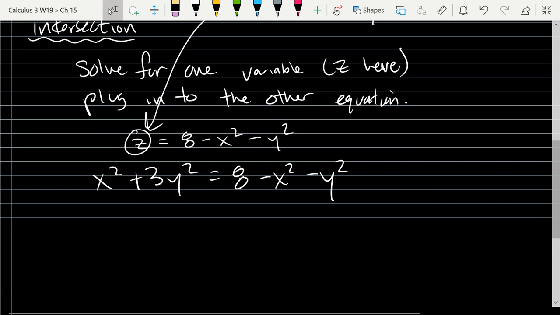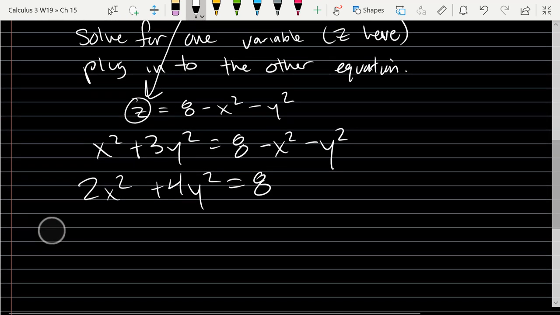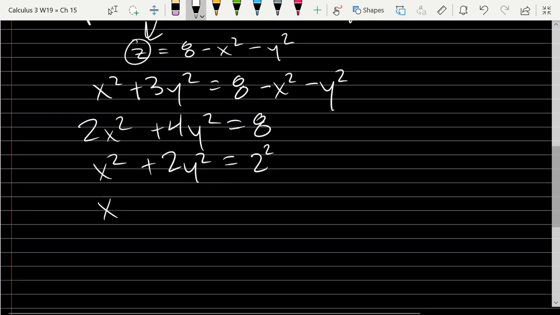let's use some algebra and make this look nicer. We'll add x squared to both sides, 2x squared. Add y squared plus 4y squared equals 8. So I can factor a 2 out of everywhere and then multiply by half. So it's x squared plus 2y squared equals 4. Now 4 is also known as 2 squared. I'm going to do one more algebra step.